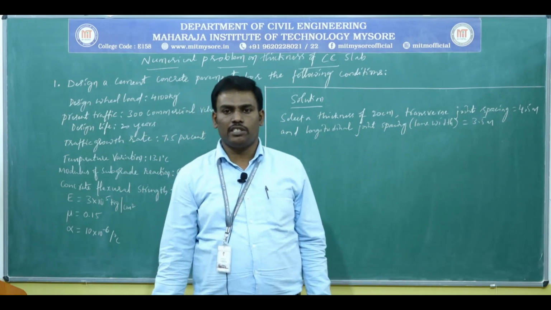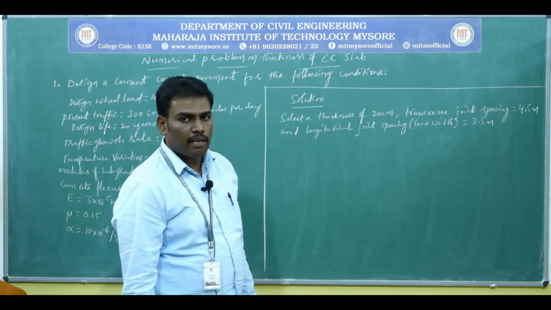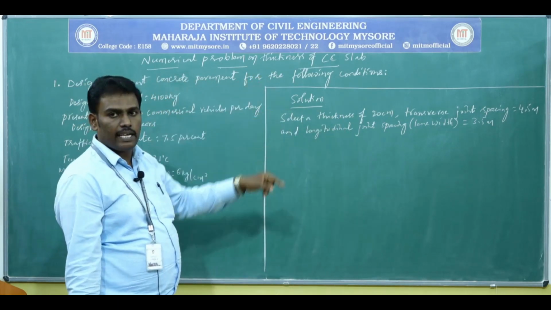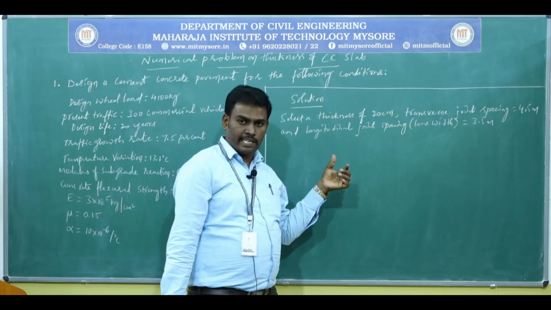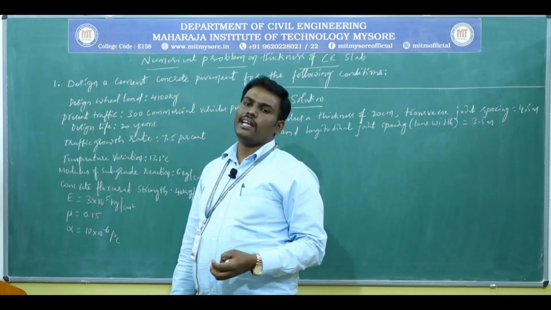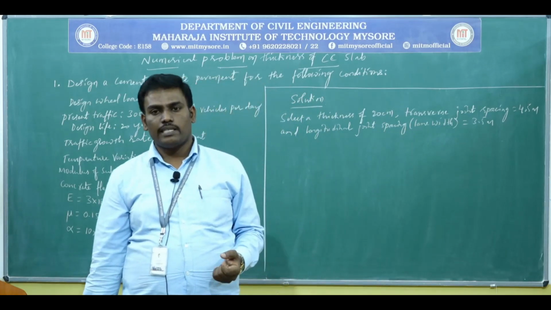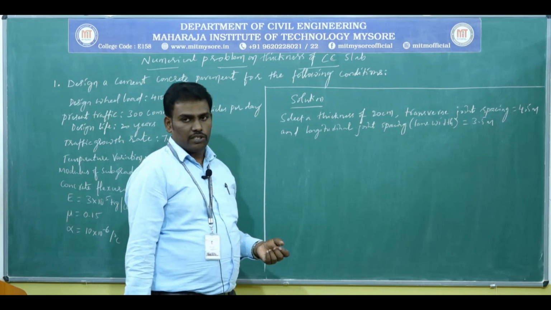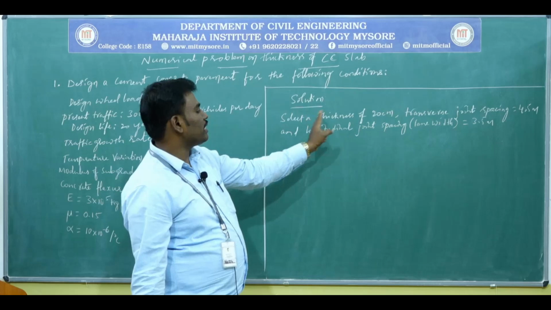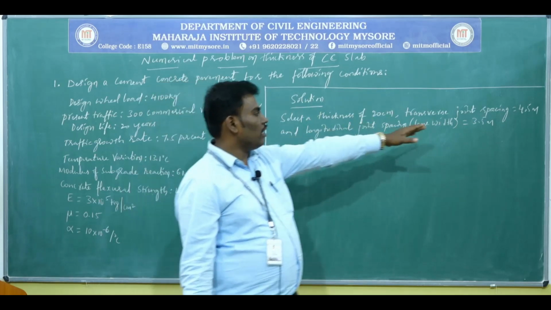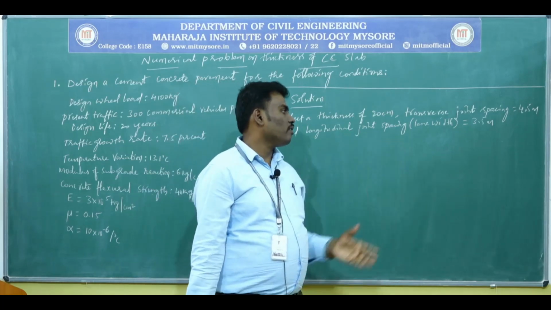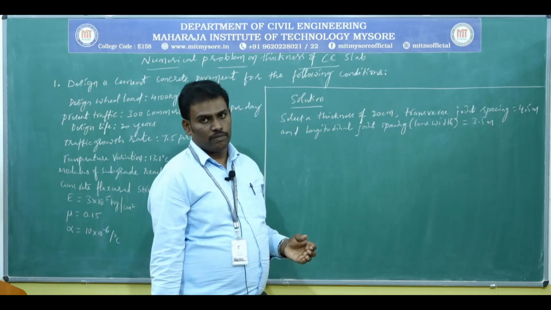The transverse joint spacing and longitudinal joint spacing or lane width have been selected as per the IRC recommendations. In the first step of design of CC slab thickness, you need to select a trial thickness and assume the transverse joint spacing and longitudinal joint spacing as per IRC recommendations. In this case, I have assumed the thickness of 20 centimeter, transverse joint spacing of 4.5 meter and longitudinal joint spacing of 3.5 meter.